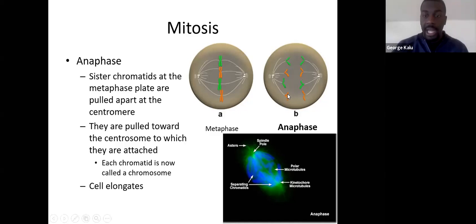So at this point, now that we've separated all of our sister chromatids, each sister chromatid is now considered an individual chromosome. So now this is one chromosome, 2, 3, 4, 5, 6, 7, 8 chromosomes now, as opposed to the 4 that we started off with. During this process, we're going to have our cell elongating at the same time. If we look at our fluorescence microscopy here, we can see our chromosomes now being pulled apart to opposite ends of the cell.